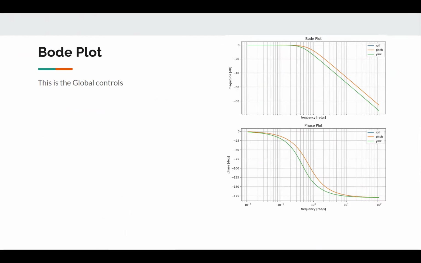And here's a global control variable for a Bode plot. And with that done, I'm done with my section.